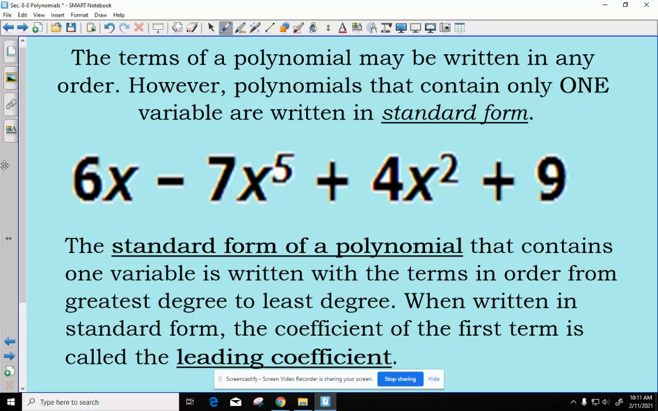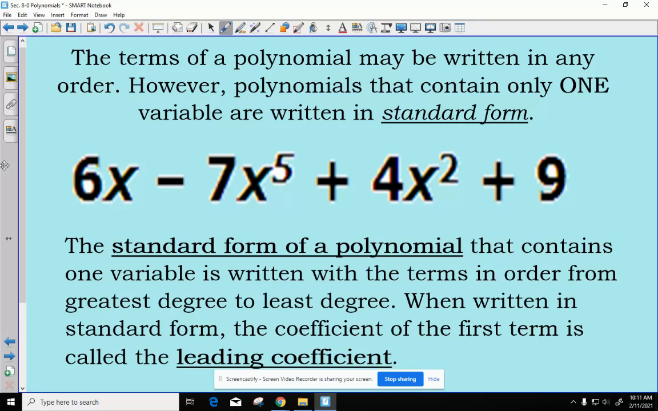Every answer yesterday on your math test that had more than one variable and a power in it was in standard form. You didn't know it at that point, but it was. Standard form says we rank them in order from their highest degree to their smallest degree. So right now, this polynomial that has 4 parts in it is not in the correct order.